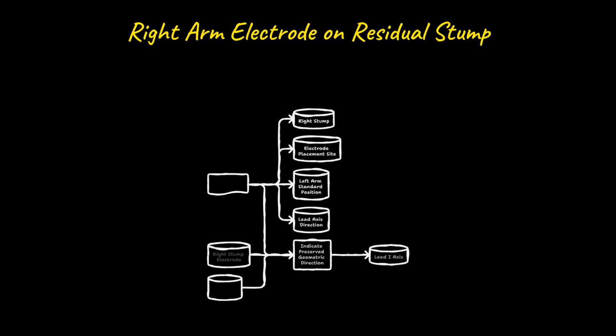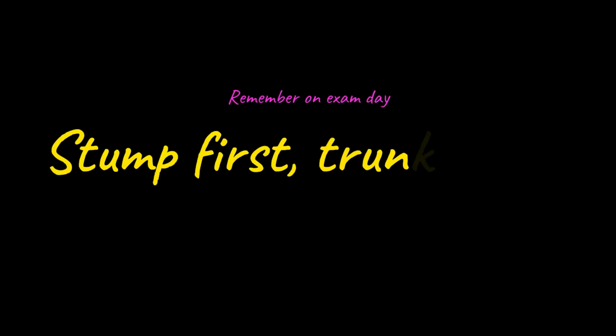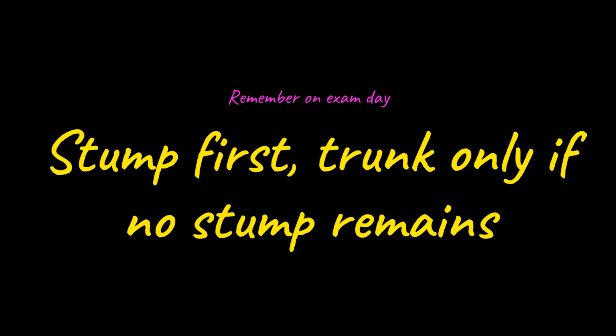For a right above the elbow amputation, the electrode is placed on the upper portion of the stump, close to the shoulder. This keeps the lead axis geometry as close to its original position as the patient's anatomy allows, producing a tracing comparable to one from an intact limb. On the certification exam, always choose the residual stump over the trunk, and never skip the lead or swap to the opposite limb. The closer the electrode stays to its expected position, the more reliable and comparable the tracing.